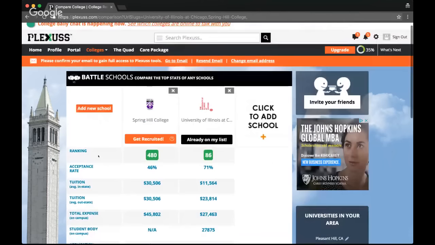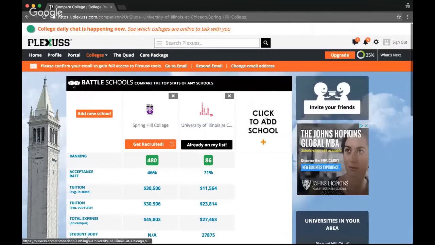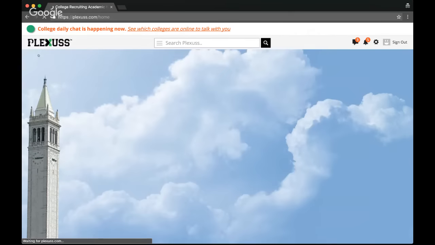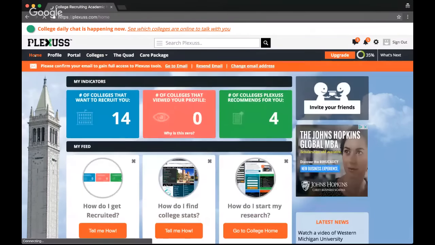If you wanted to add any more schools to this battle, go ahead and click this "click to add school" button here, and you can really get a lot of great comparisons. But moving on to your home page, if you click on this home button, this is going to take you to your student portal homepage. This is what you'll see every time you log in.